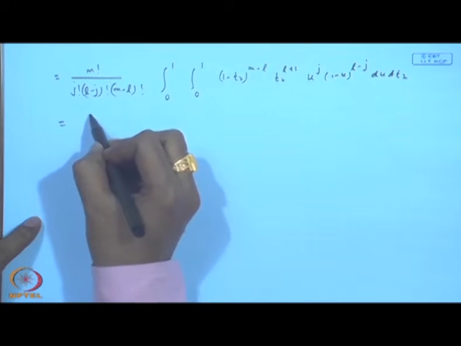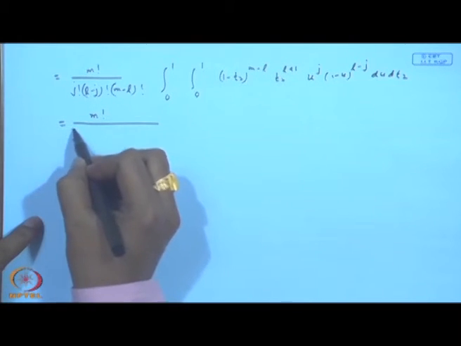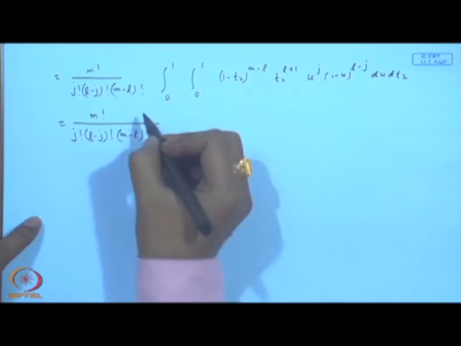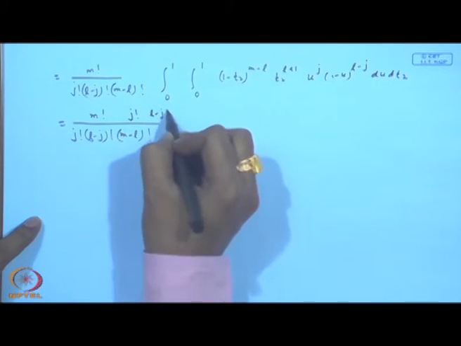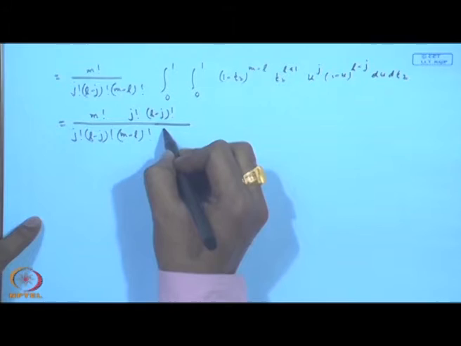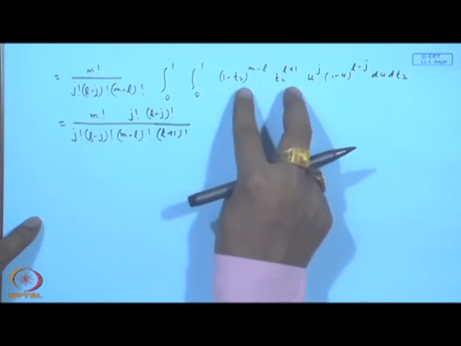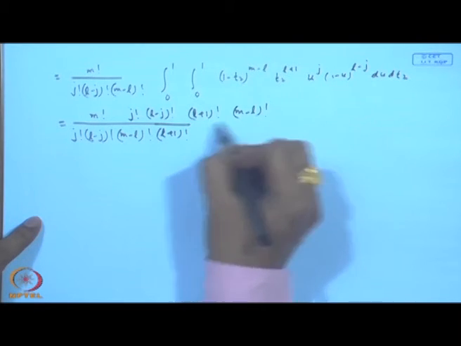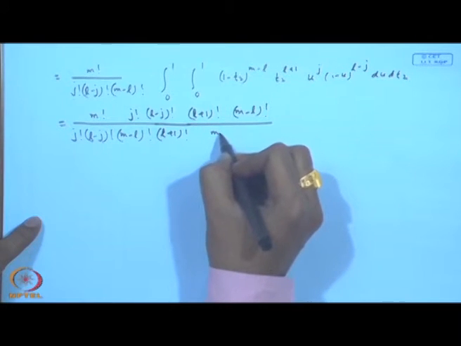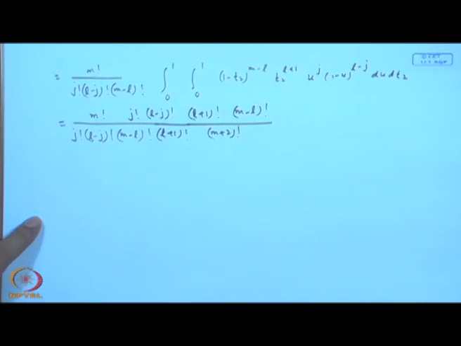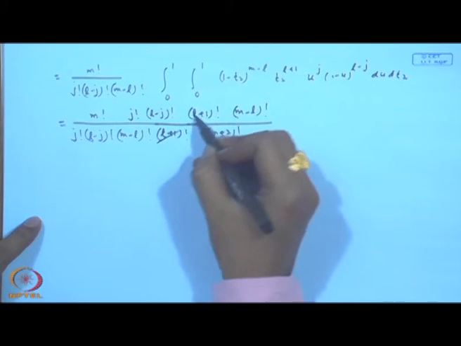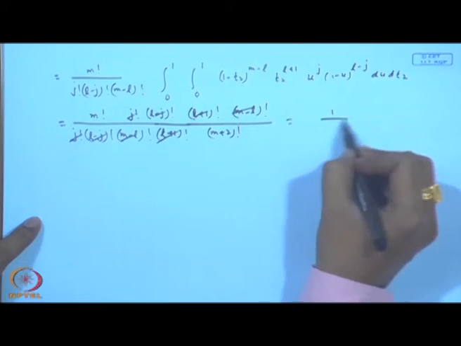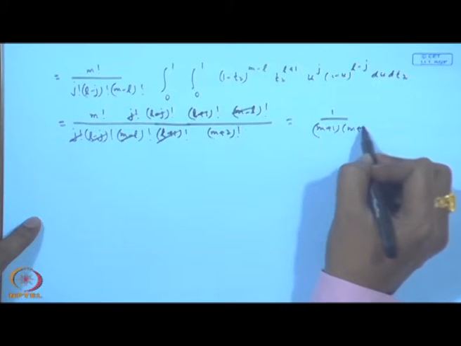So, all of this can be evaluated, m factorial divided by j factorial L minus j factorial m minus L factorial. This integral will give me j factorial L minus j factorial divided by L plus 1 factorial, and this integral will give us L plus 1 factorial m minus L factorial divided by m plus 2 factorial. So, you can see that these terms get cancelled out. You are left with simply 1 by m plus 1 into m plus 2.